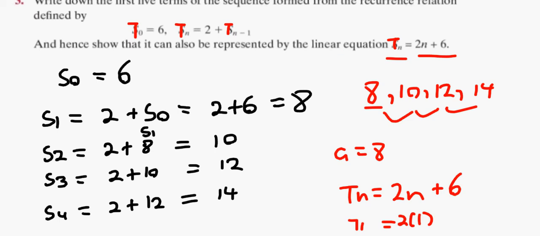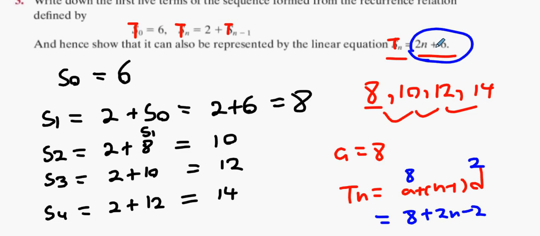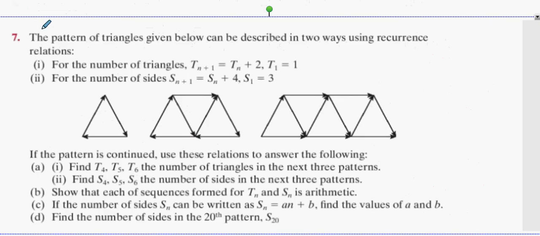Would most of you guys use the Tn formula to do that? A plus n minus 1 times d, where a is 8 and d is 2. And you get 8 plus 2n minus 2, which is your 2n plus 6. That was pretty easy, wasn't it? Alright. Let's go to question 7.